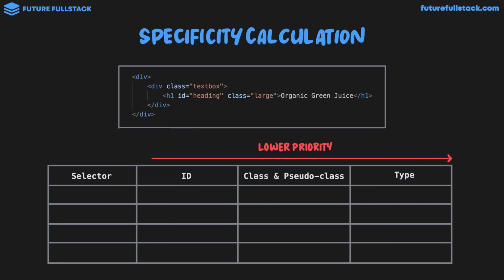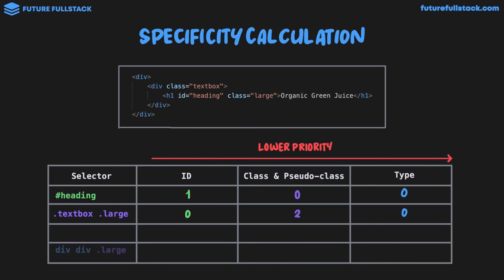The first selector was the ID selector heading. There's just one ID selector here, so this gets 1 point. There's no class or pseudoclass selector, and there's no type selector. The next rule we saw was the descendant selector using 2 classes. There are no IDs here, so this gets 0. And there are 2 class selectors here, text box and large, so this gets 2 points. And there are no type selectors, so we get 0 points.